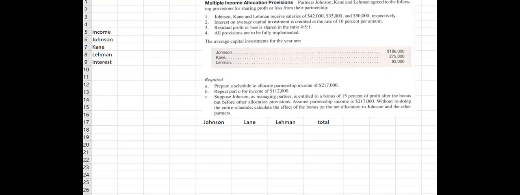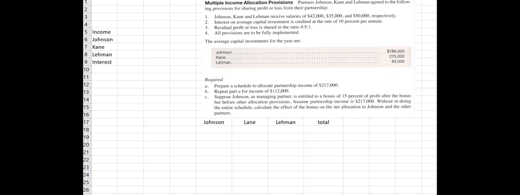Here's a problem from a different textbook. All the textbooks have questions about this, and they're very similar. You have several in your textbook, so this will give you one additional example. Partners Johnson, Kane, and Lehman agree to the following provisions for sharing profits or loss from their partnership.